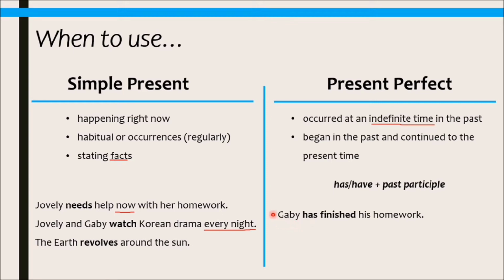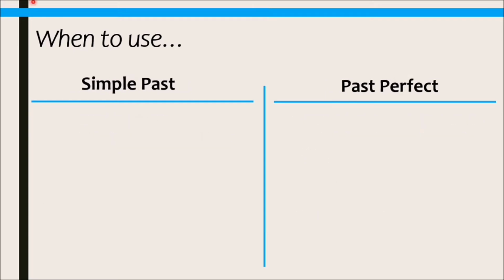With this sentence, if I'm going to ask you, when has Gabby finished his homework? Of course, you can't give me a specific time, because in the sentence, it was not mentioned. That is why we use the present perfect, because the action occurred at an indefinite time. Another one, Gabby and Jovely have grown impatient over the last hour. This means that the impatience of Gabby and Jovely started an hour ago, and up until now, they feel the same way. Now, what if we know the time when the action happened? This time, we will use the simple past, okay?